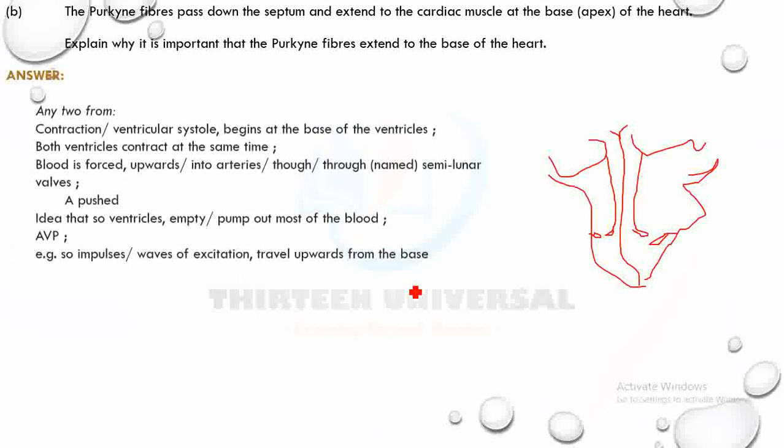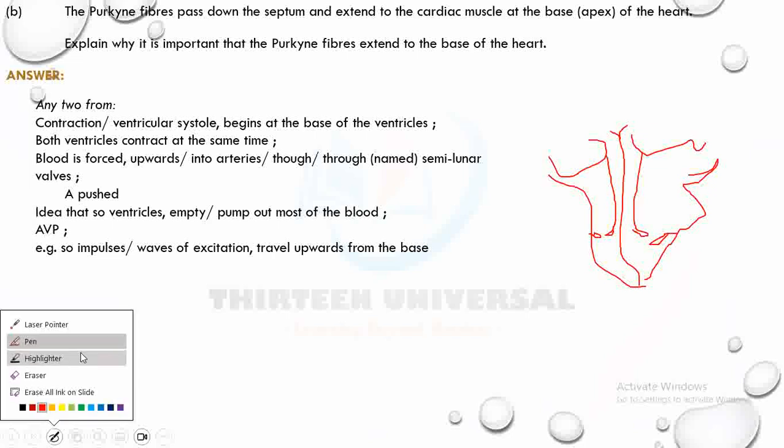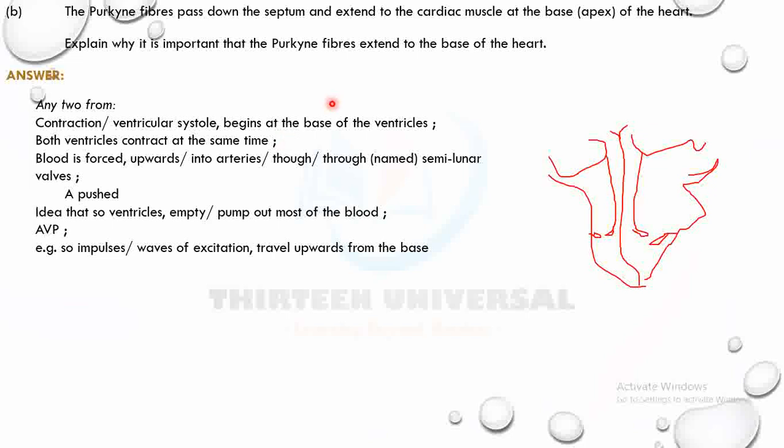Look at it. Contraction of the ventricles begins at the base of the ventricles. Both ventricles contract at the same time, but blood is forced upward. They are forced up through the semilunar valves. So the ventricles empty and pump most of the blood. The impulses of excitation travel upward, so that blood is pumped up.